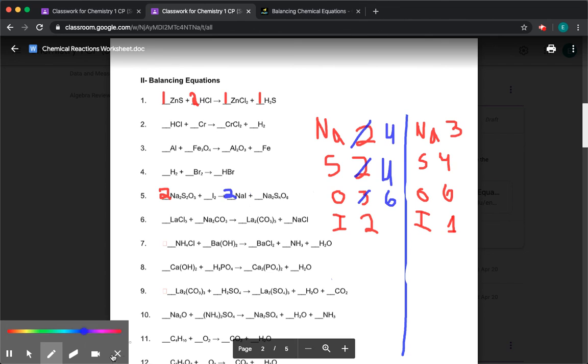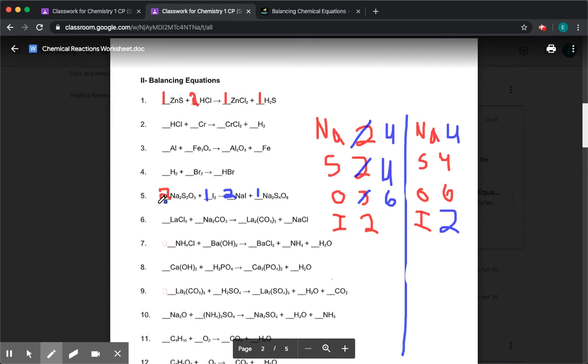If we make that a 2, instead of 3 here, this now becomes a 4. Instead of a 1 here, that now becomes a 2. And with that, I think everything's balanced now. 4, 4, 4, 4, 6, 6, 2, 2. And everything's balanced. Okay, so the rest of these would be 1s. And that's number 5. And that's how you balance equations, ladies and gentlemen.